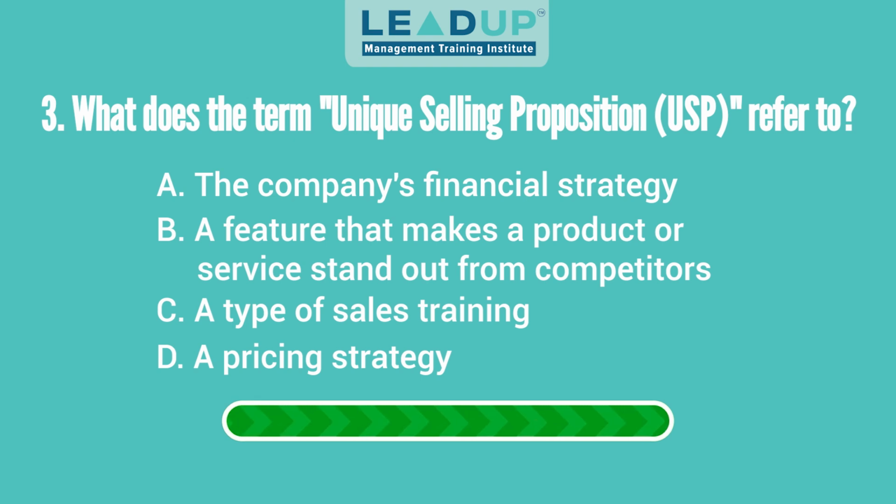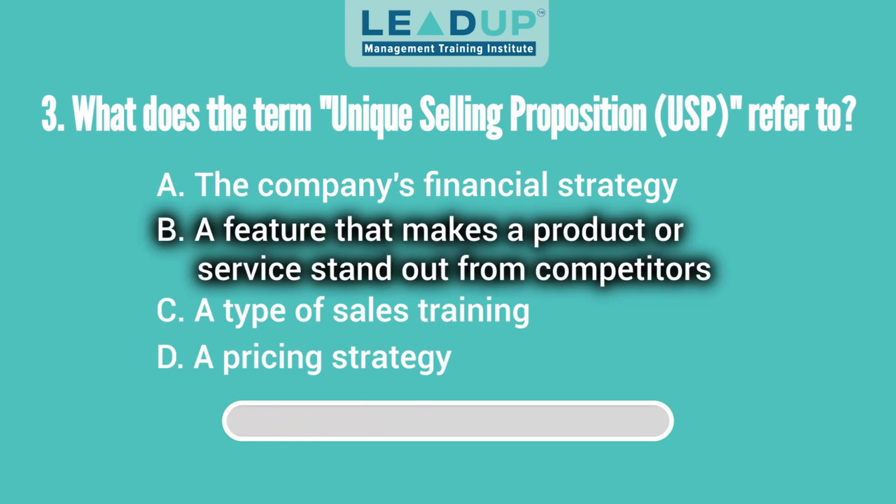What does the term unique selling proposition (USP) refer to? A. The company's financial strategy. B. A feature that makes a product or service stand out from competitors. C. A type of sales training. And D. A pricing strategy. Answer. A feature that makes a product or service stand out from competitors.